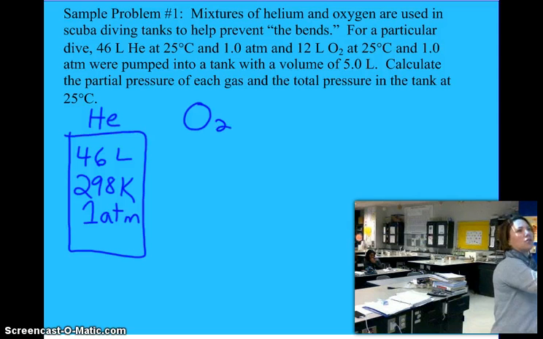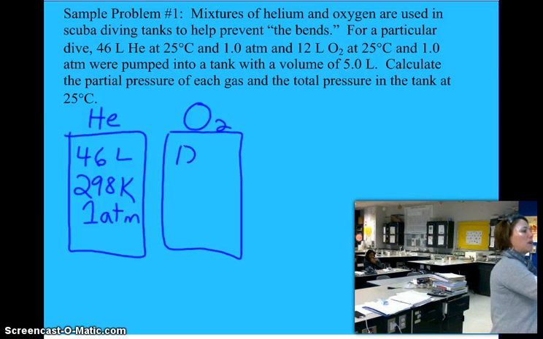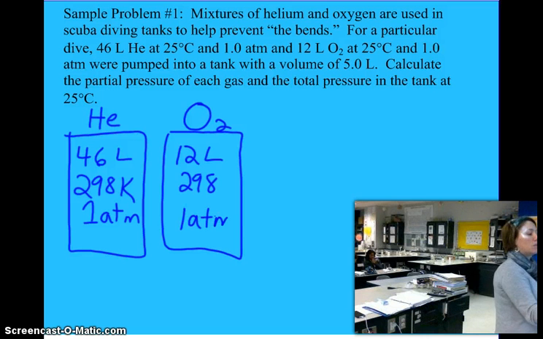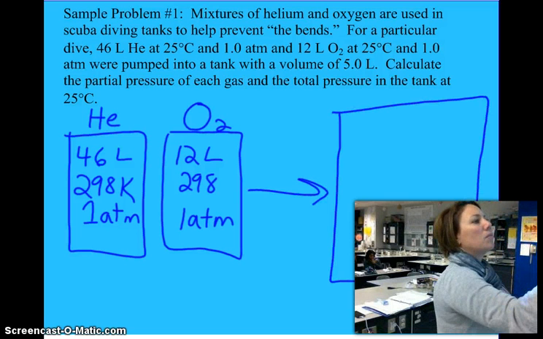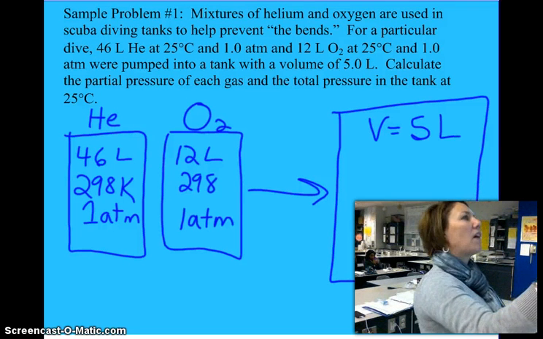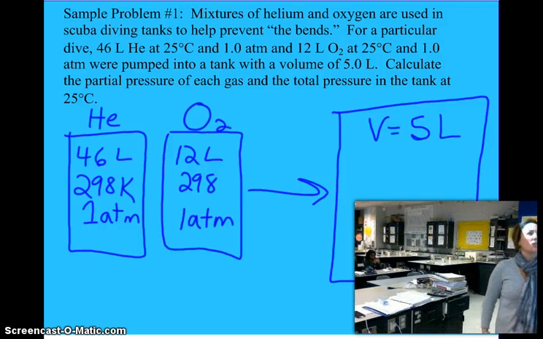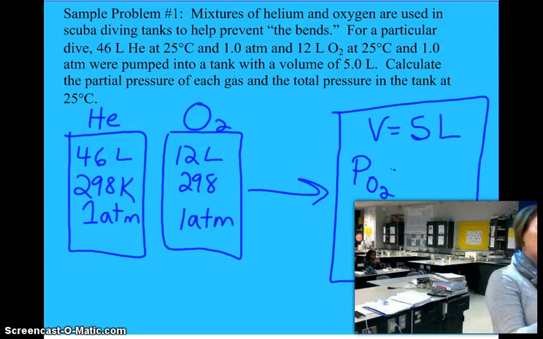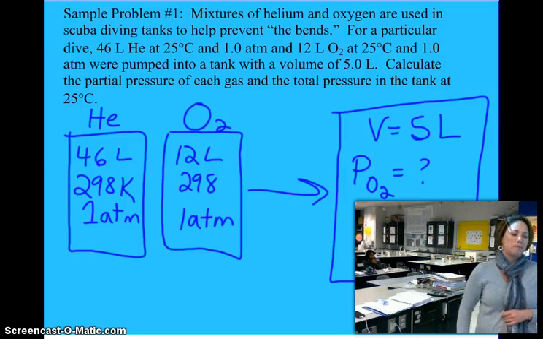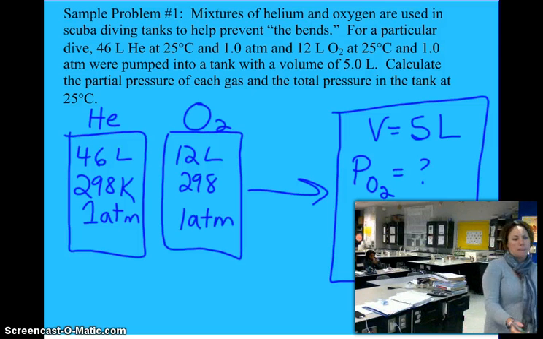Was mixed with oxygen, right? Or maybe we're not mixing them yet. 12 liters at 298 Kelvin and 1 atmosphere of pressure. So we have that much gas, and we're going to pump them into one tank, right, with a volume of 5 liters. Calculate the partial pressure of each gas in this tank. So they want the pressure of O2 in this tank and the pressure of helium in this tank, and then they want the total pressure in this tank. Okay.